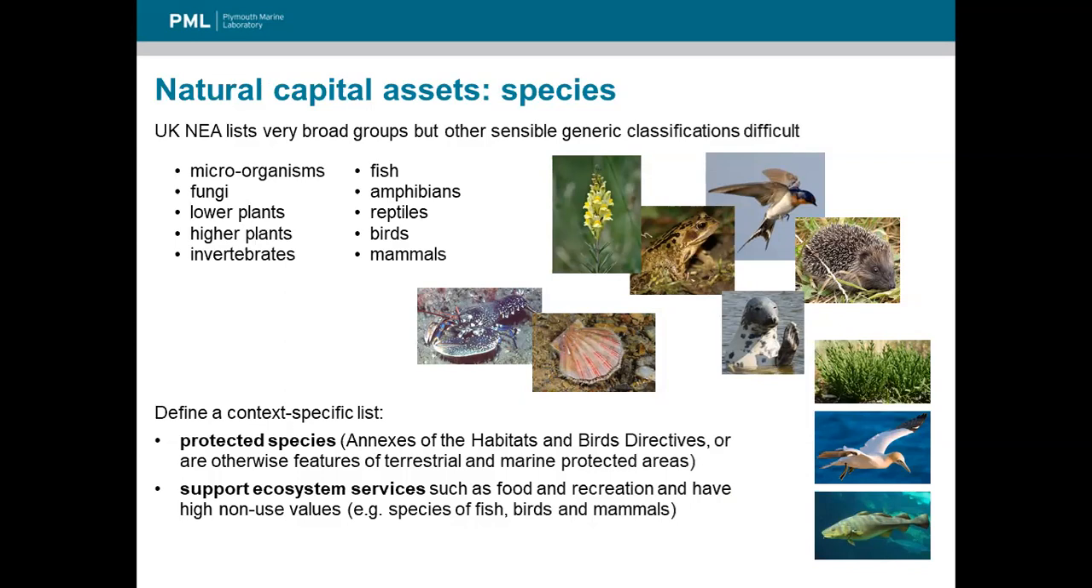But because there isn't the kind of classification hierarchy that there is for habitats, it's necessary to define context-specific lists, which should be based around protected species and also particular species that support ecosystem services, or have high non-use values, so things like fish, birds, mammals.